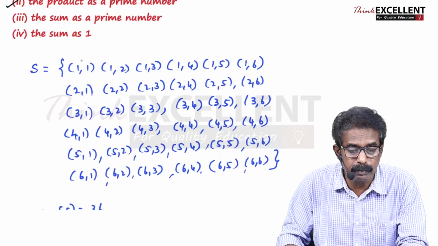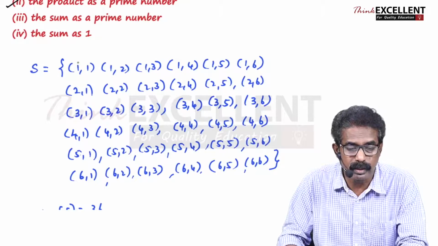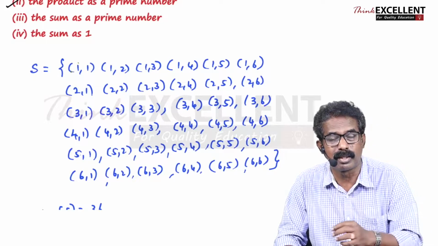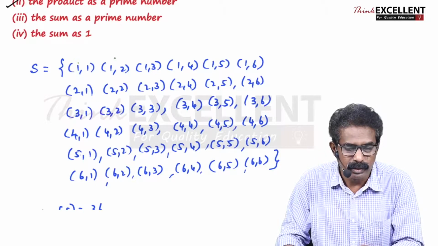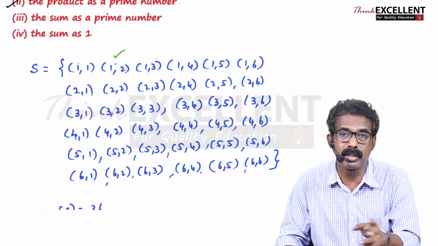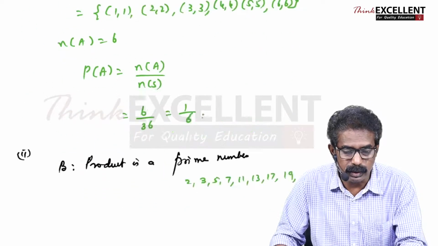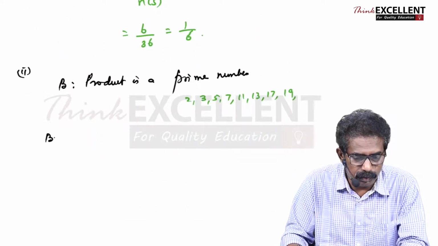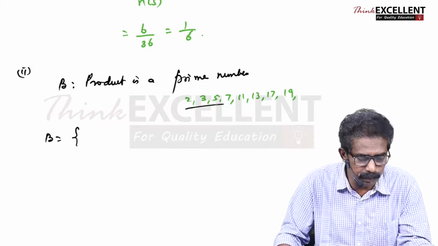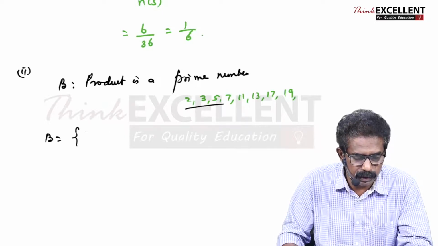You have to multiply both. So see, first one you can take 1, 1. Can you take 1 into 1? 1 into 1 is 1 only. 1 is not a prime number. So 1, 2 you can take because 1 into 2 is 2. Yes, 2 is a prime number. So see what are the possible cases. So in the product you have to get any of these prime numbers.